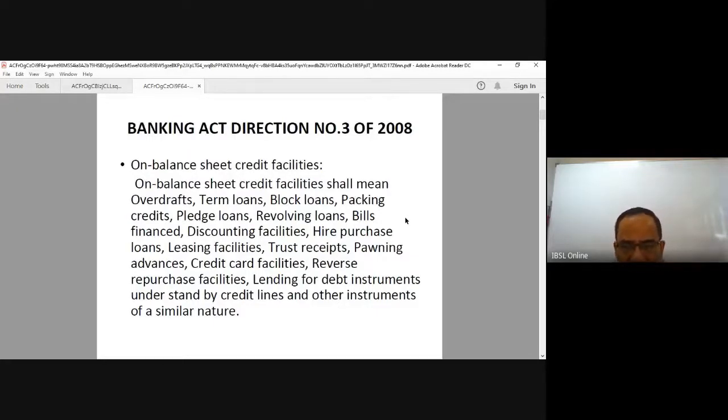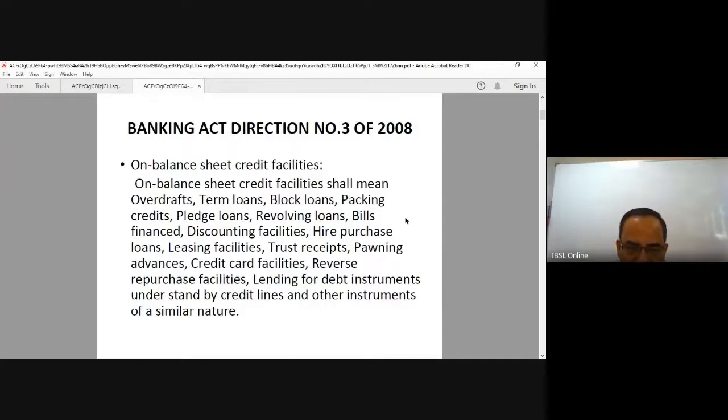So some of the terms you may not understand here, which are overdraft, term loan, block loans, and all. You know that packing credit is basically pre-shipment loans. In the sense, before exporting, people take advances from the bank for expenses on the exporting, right? Packing credits. Pledge loans are for the goods which are imported, you pledge it to the bank and then take a loan, right? So if the imported goods are there in a store, the bank takes a pledge on that and then grants a loan.